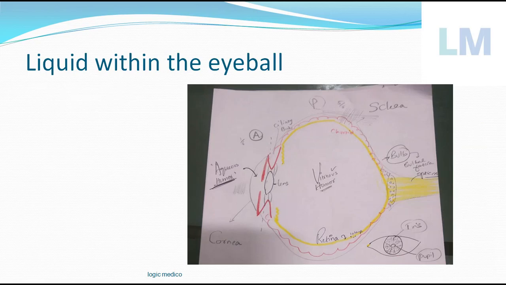The liquid within the eyeball in front of the lens is called aqueous humor. Behind the lens, the liquid is called vitreous humor. The aqueous humor is a watery liquid. It is produced by the ciliary body, comes between the iris and lens, passes through the pupil, goes between the cornea and iris, and in this area the canal of Schlemm drains into the sclera and episcleral vein. That is about the aqueous humor. You can see one more video on the aqueous humor.